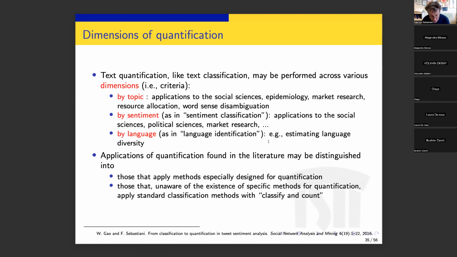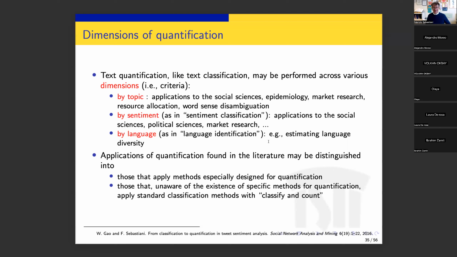In general, we will draw many examples in this tutorial, in this course, from text classification. In text classification, you can perform a classification according to various dimensions. This holds for text classification, but it holds for quantification as well. We have already mentioned that we might want to do quantification by topic and quantification by sentiment. Quantification by language is indeed very important. You might want to classify or quantify a certain population by mother tongue, say, in order to estimate language diversity within a certain population.